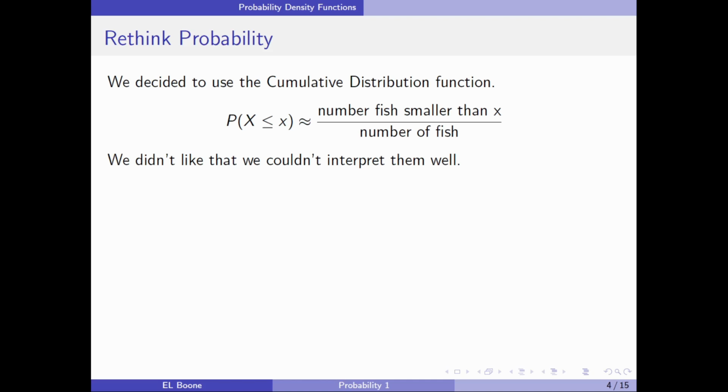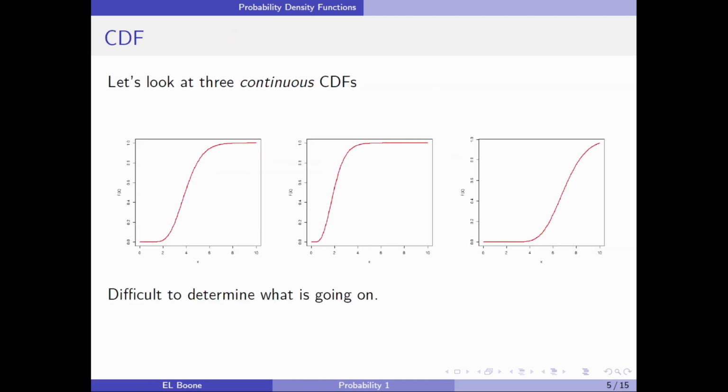So I can get a distribution for this without needing to look at each one individually and count the number of the ones that were exactly the same, because it's very unlikely that they'll actually be exactly the same. And we didn't like it because it was really hard to interpret them. If we look at it, here are three CDFs, and you can see there's a shift, but it's really hard to see what's going on.